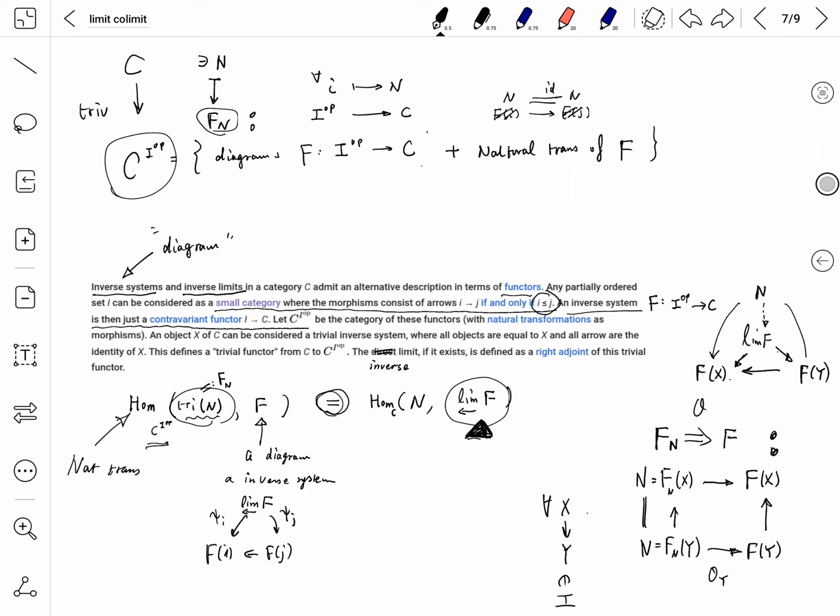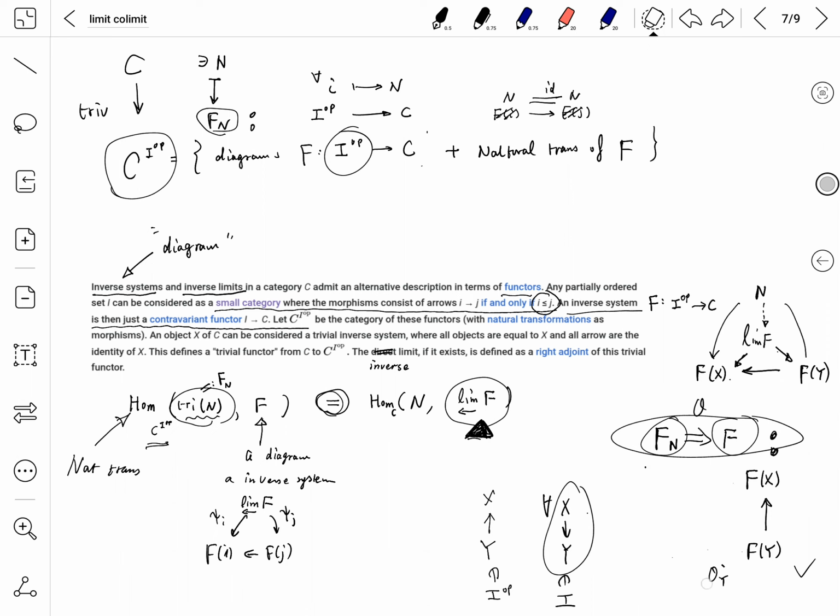So let's look here. Suppose you have a morphism from F_N to F, so it gives a natural transformation. By definition, natural transformation means that for any objects x and y in I op, or the same as saying y to x in I op, applying it to your functors F_N and F, you have the commutative diagram here, right? But your F_N is a trivial diagram. It maps everything to N, which means it's the same as saying that this diagram commutes, right?